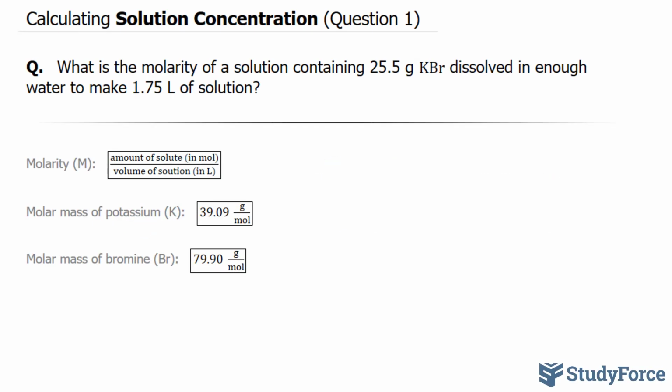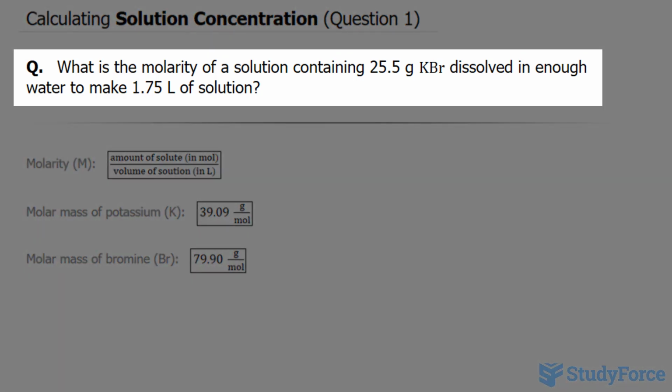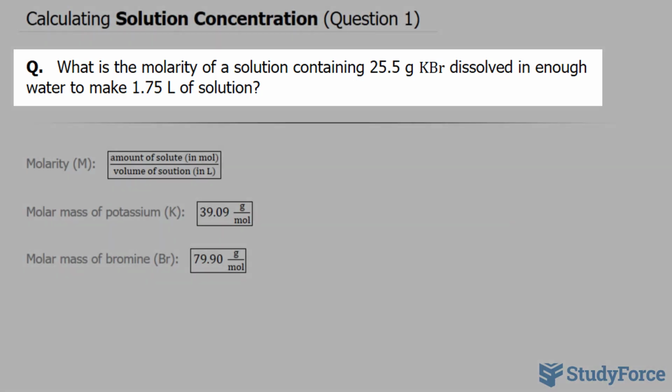In this lesson, I'll show you how to calculate solution concentration. This is question 1 in the series. The question reads, what is the molarity of a solution containing 25.5 grams of potassium bromide dissolved in enough water to make 1.75 liters of solution?